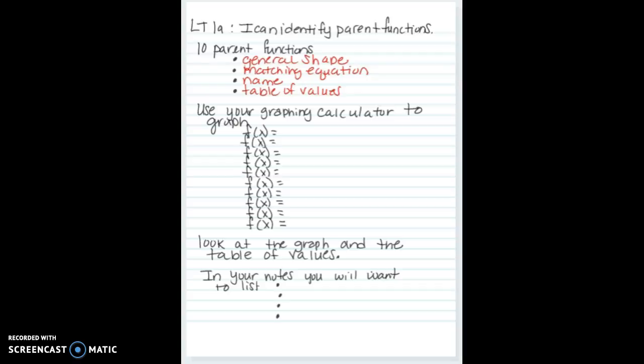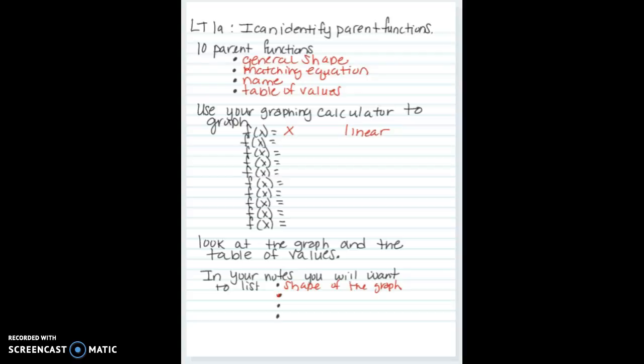So we're going to start with f of x equals x. That is a linear function. So you want to go ahead and graph that now. Then look at your graph and its table of values. And in your notes, you will want to list the shape of the graph. What does the graph look like?